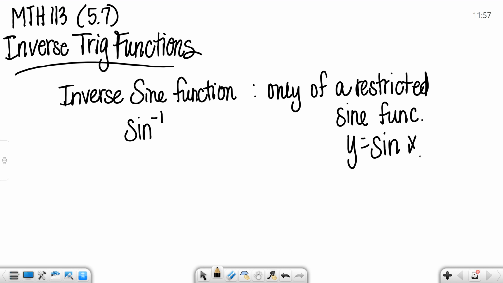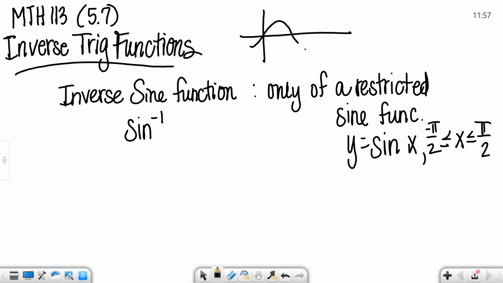So we've got this equation, y equals the sine of x, but we are going to make sure that our x value stays between negative pi over 2 and pi over 2. We're only going to look at this restricted area of the sine function. Sine does go on forever. Okay, so let me just clarify. We know that sine goes on and on and on.